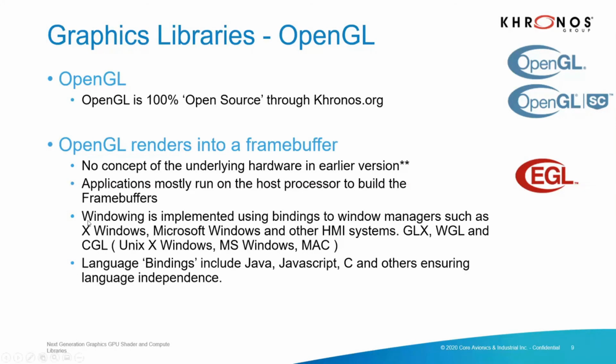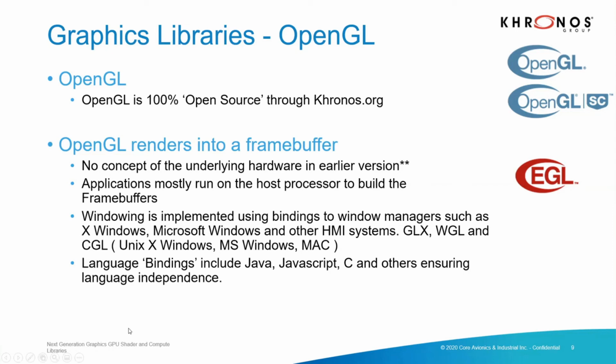So windowing, OpenGL has no concept of windowing, so it uses other display managers such as X Windows, GLX, WGL, and also CGL, as well as EGL. So if you look at most of the libraries from CoreAVI, we need a way of rendering to the display, so we actually use EGL with OpenGL SC. There are other windowing implementations or HMI tools. We're going to talk about those later when we come to certifiable graphics and how to certify HMIs.